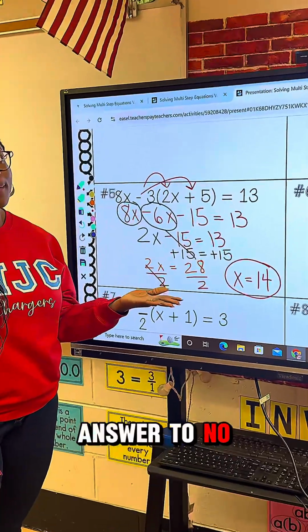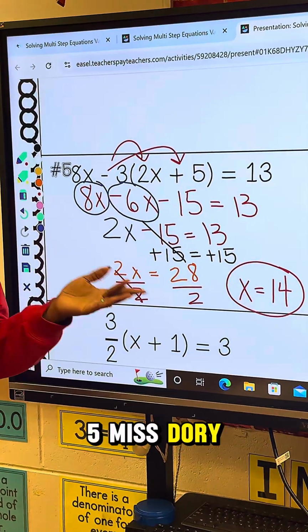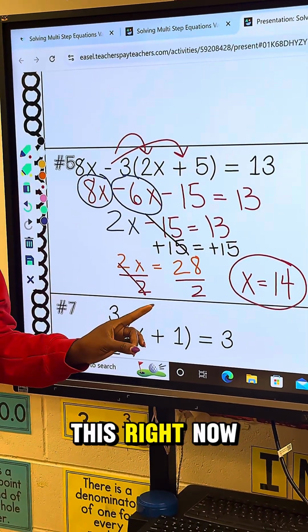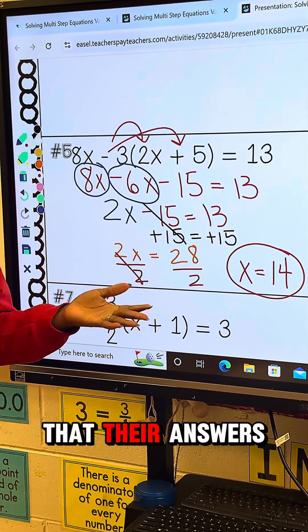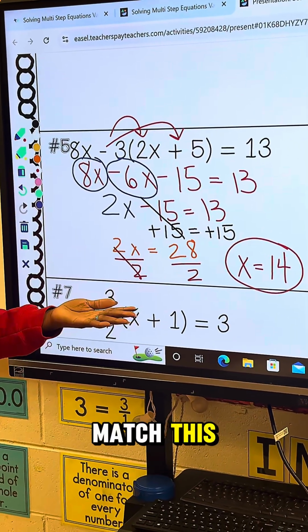This is the answer to number 5. Miss Dory, you can stop this right now so that they can make sure, or pause it to make sure that their answers match this.